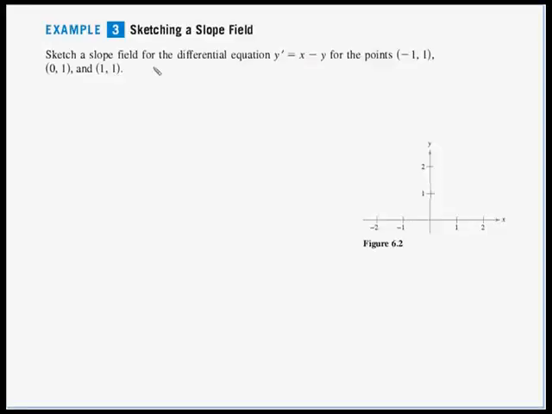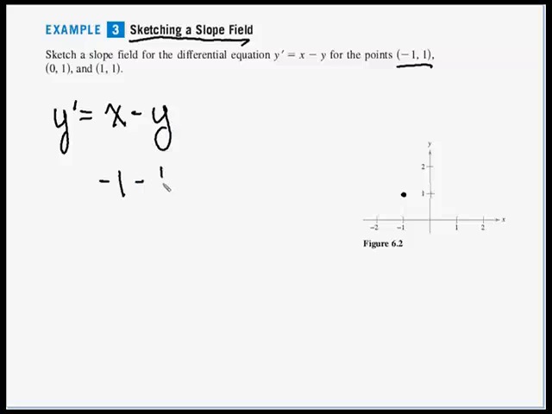Okay, here in example 3, they're going to have us sketch one of these slope fields. A real simple one, drawing a full one would be pretty time consuming. But sketch a slope field for the differential equation y prime equals x minus y. So the derivative at any point in the xy plane is given by its x coordinate minus its y coordinate. And they ask us to do this for 3 points. The first one is negative 1, 1. So negative 1, 1 is right here. And if we plug in our x coordinate, that's negative 1 minus our y coordinate 1. We add the opposite and get negative 2. The slope at that point is negative 2.